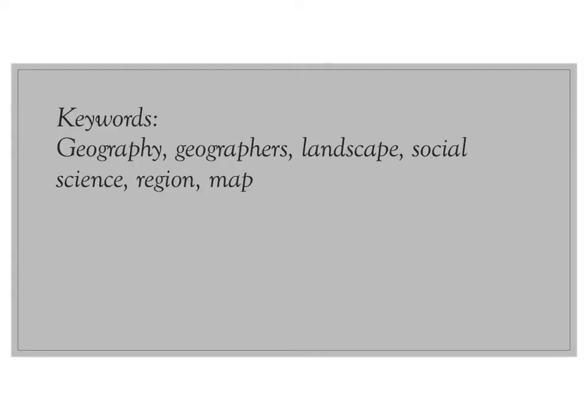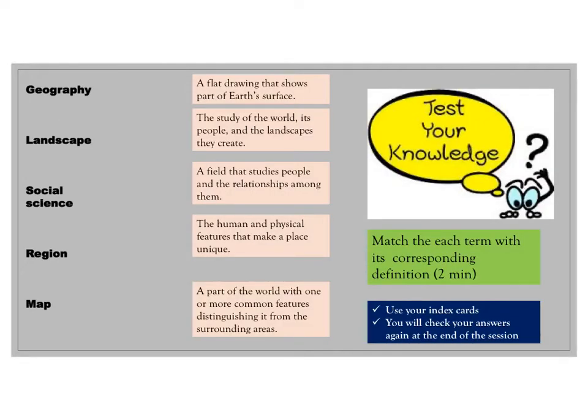The key words that you have to know from this section are geography, geographers, landscape, social science, region, and map. First, on your index cards, please try to find the correct definition for each of the given terms. Try to match the term with its corresponding definition, so please use your index cards to write or match the term with its corresponding definition.